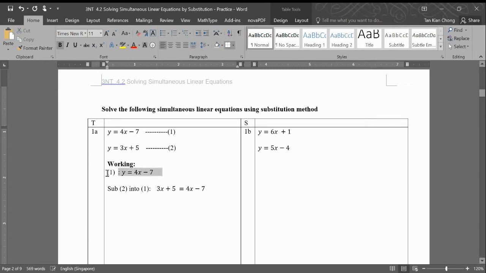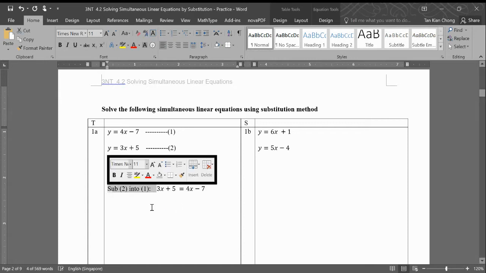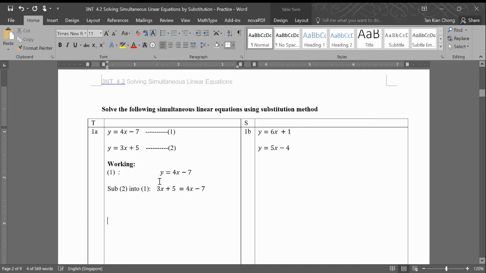I started with equation 1. I wrote down y equals to 4x minus 7. So I'm going to start working on this line. And then the next step, what I did was to substitute equation 2 into equation 1. Now, why can I do that? Because equation 2 starts with the letter y, and this letter y can be found here in equation 1. So I'm going to replace this letter y in equation 1 with 3x plus 5 from equation 2.